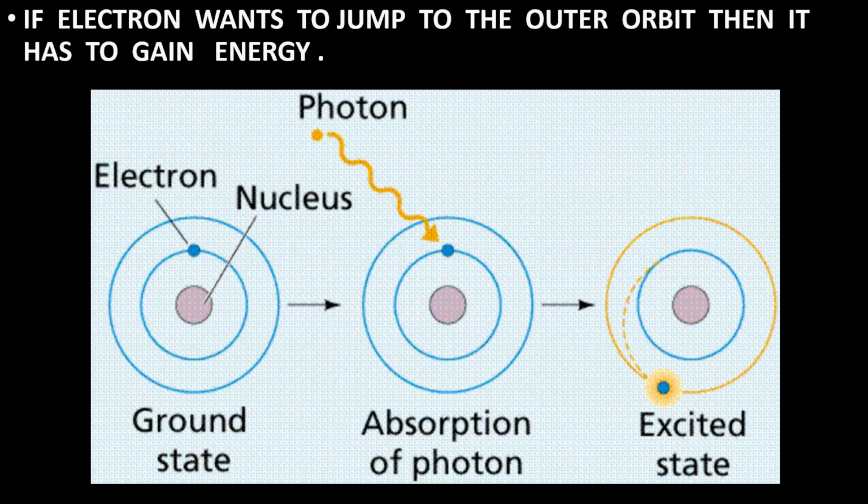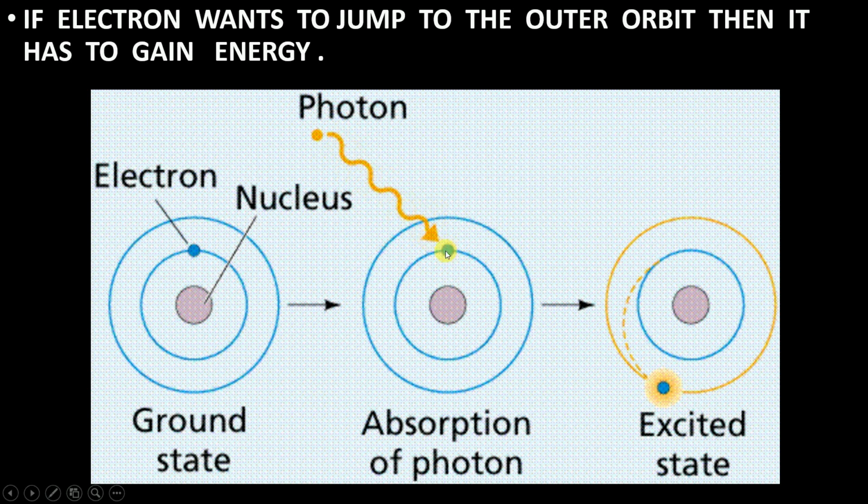Now what is this actually? As we have seen, this electron is revolving in the first orbit. If it wants to go into the second orbit, it requires more energy. Why more energy? Because the second orbit has greater energy as compared to the first orbit. So if it wants to go into the second orbit, it has to take some more energy. So how will it gain energy? You have to incident a light, a visible light or any other light, on this electron.